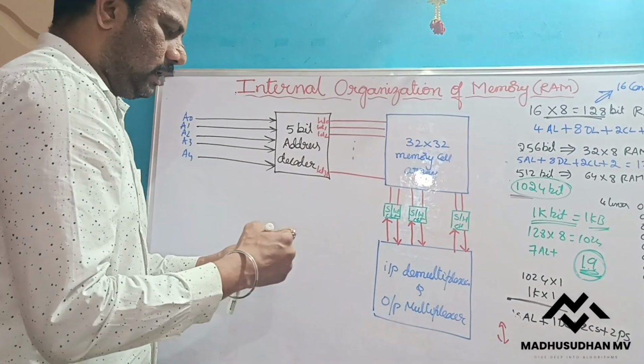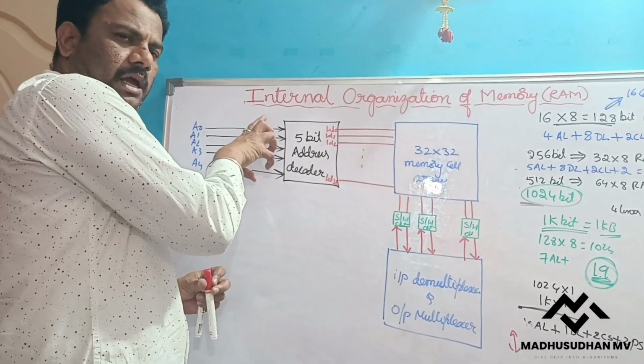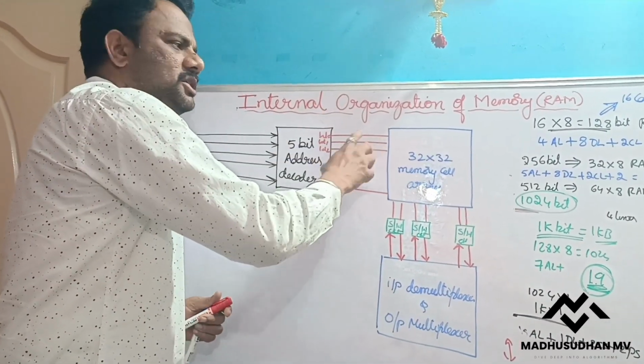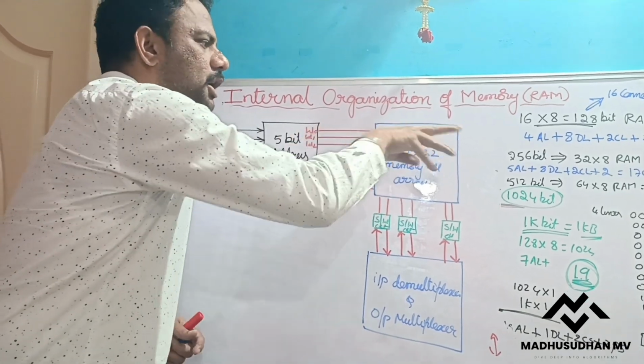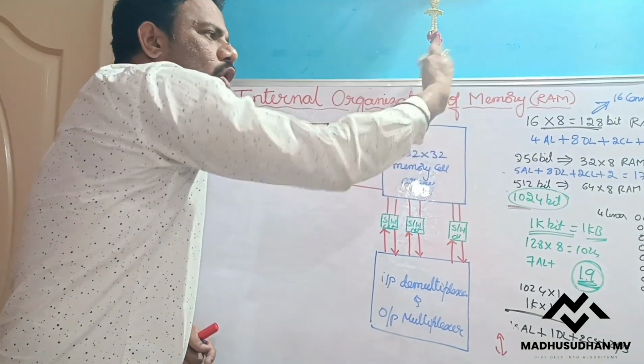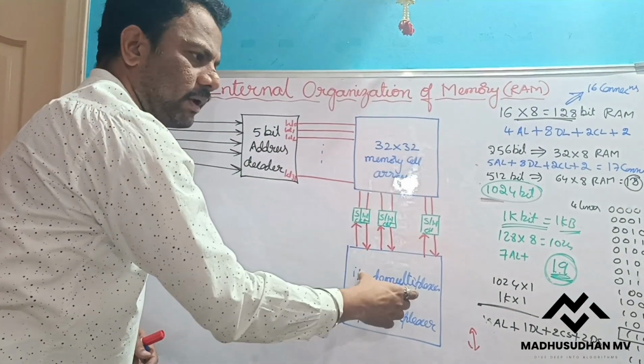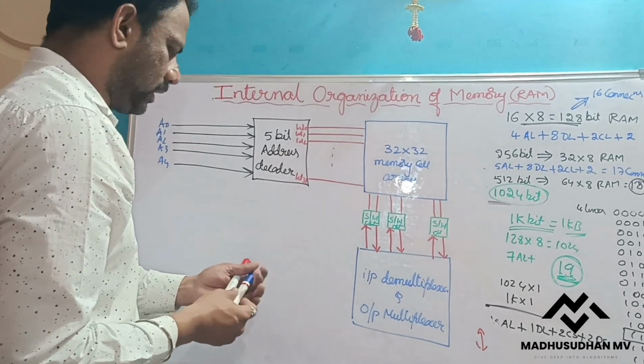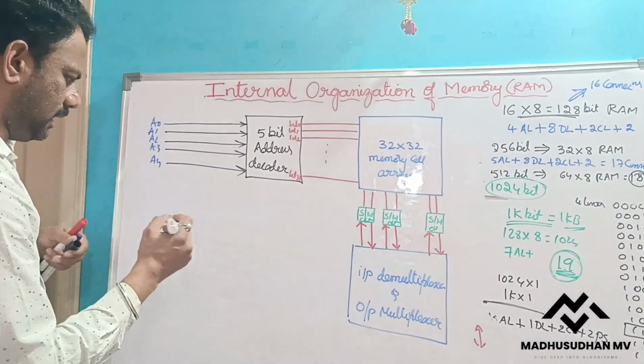Now here, see, a 5-bit input I have given. Out of 32 combinations, I am selecting any one. 32 rows, I select one. Now I have 32 columns. Out of 32 columns, I need to select one. To select which one, again, I am passing lines here.